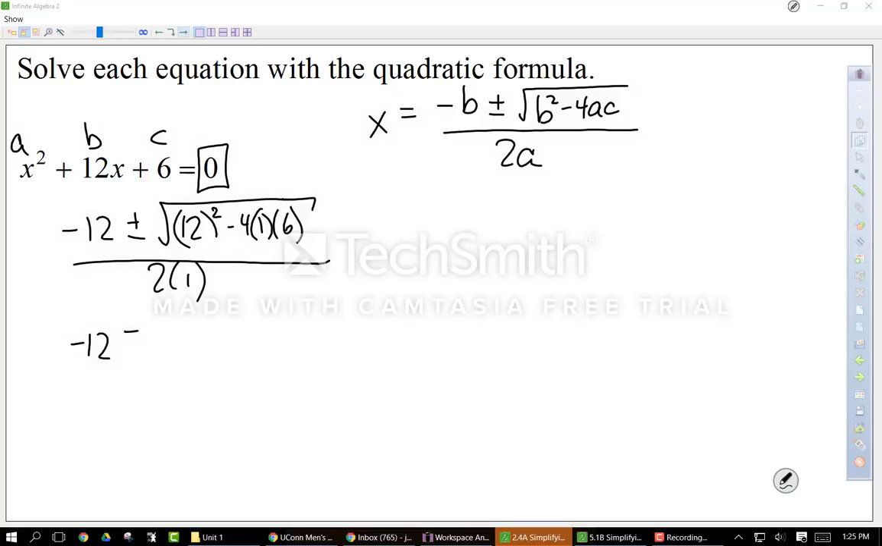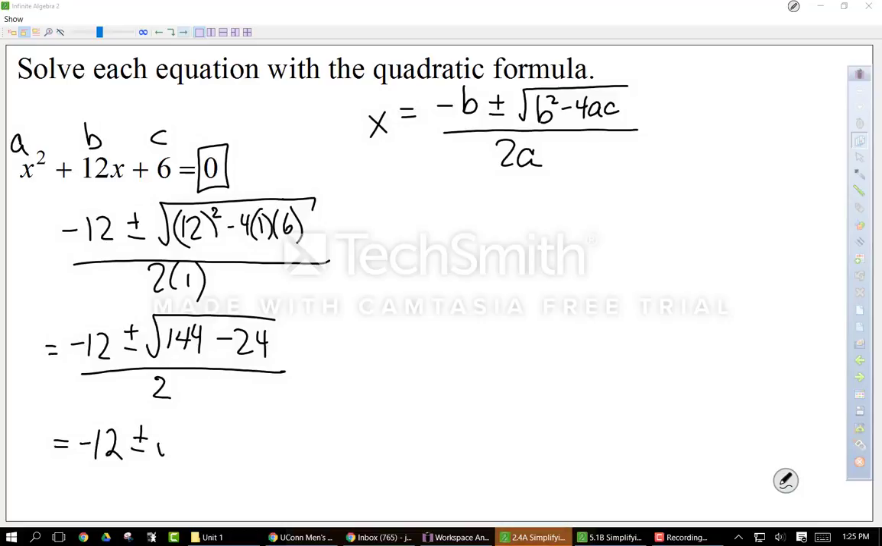Negative 12 plus or minus the square root of 144 minus 24. 4 times 1 times 6 is 24. Over 2 equals negative 12 plus or minus the square root of 120. 144 minus 24, all over 2.